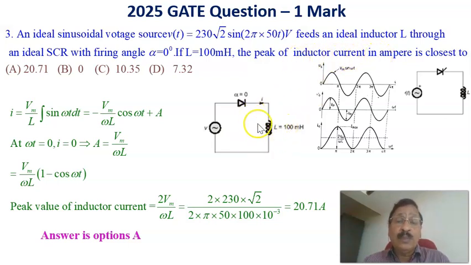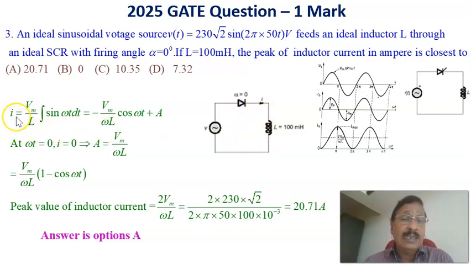Now coming to the inductor current plot, this is the source voltage, and this is the load voltage. We will be deriving the equation here. The inductor current looks like this. To derive that equation, you have to apply Kirchhoff's voltage law to this loop.